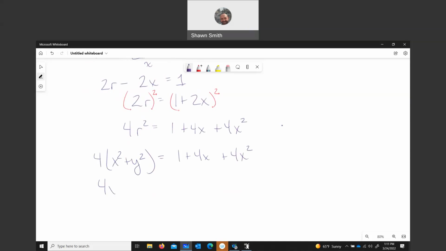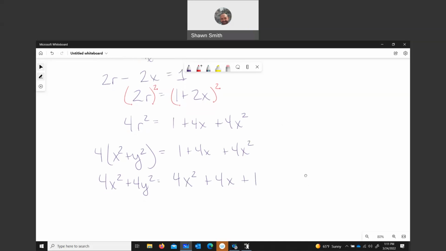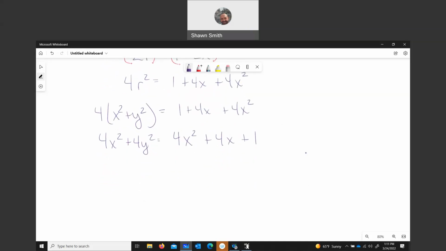Distribute across. Go ahead and put the x squared term first, and 4x, I guess it doesn't matter, but just to make it in standard form. 4x squared and 4x squared are the same quantity on both sides. I can eliminate them. So we're left with 4y squared is equal to 4x plus 1. All right, so there is a parabola, opening probably to the right.